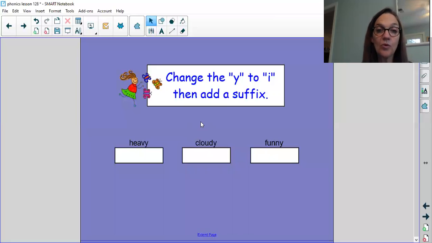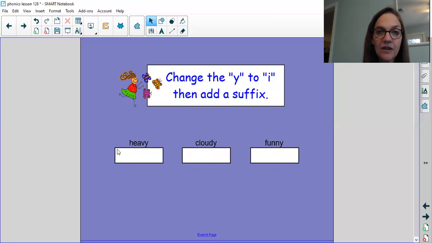Today, we're going to practice changing the Y to I on a word that ends with Y before we add another suffix that begins with a vowel. Okay, we did this before spring break. Let's change heavy to heavier. Okay, remember, you're going to need to change the Y to an I.